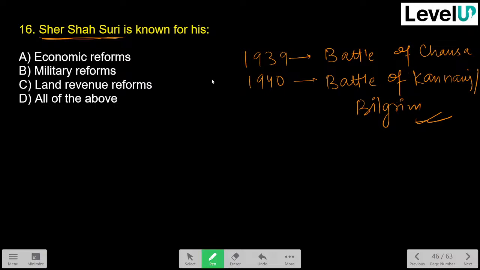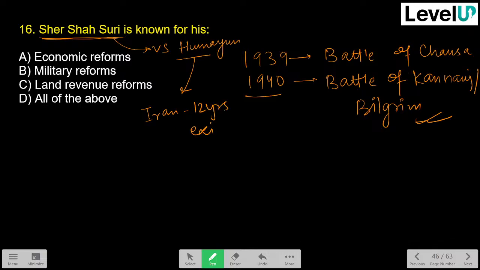So these two battles were fought by Shershah Suri versus whom? Humayun, right? Humayun was defeated in 1540 and went to Iran for a 12-year exile. He was that scared of Shershah Suri's power. So what was Shershah Suri known for? All of the above, that is economic reformation, military reforms, land revenue reforms. So he did everything.